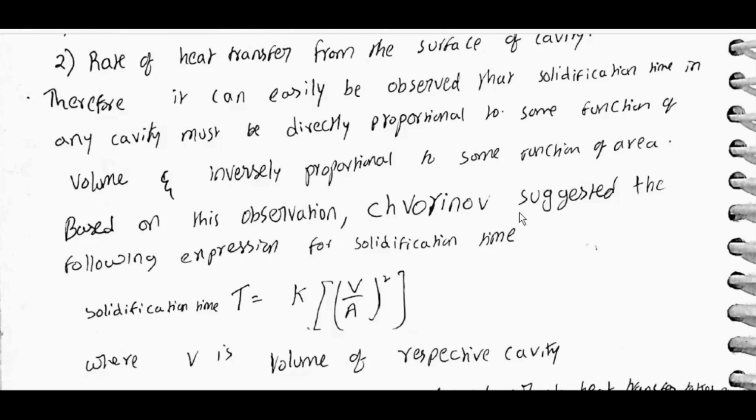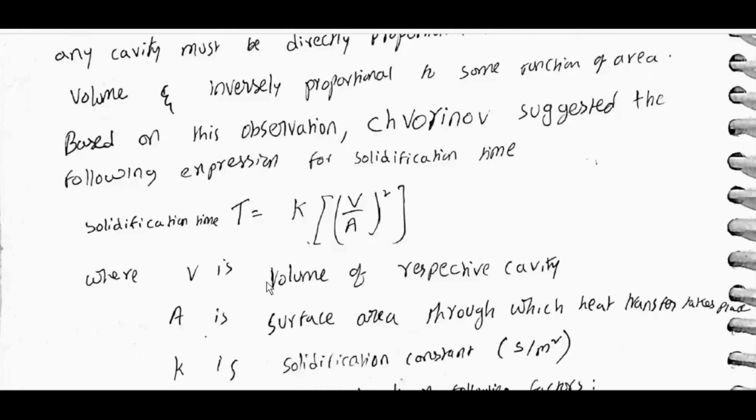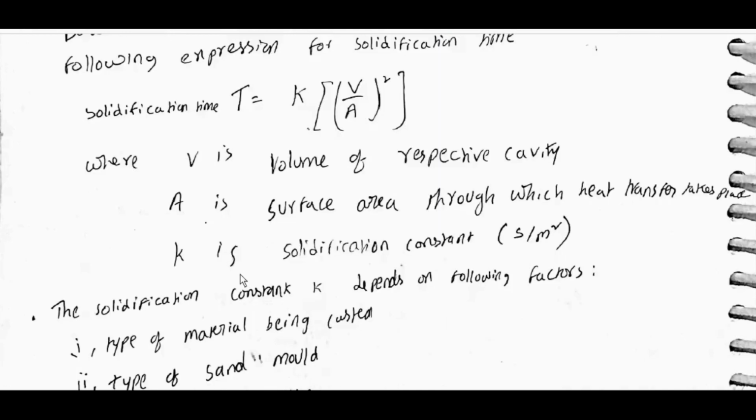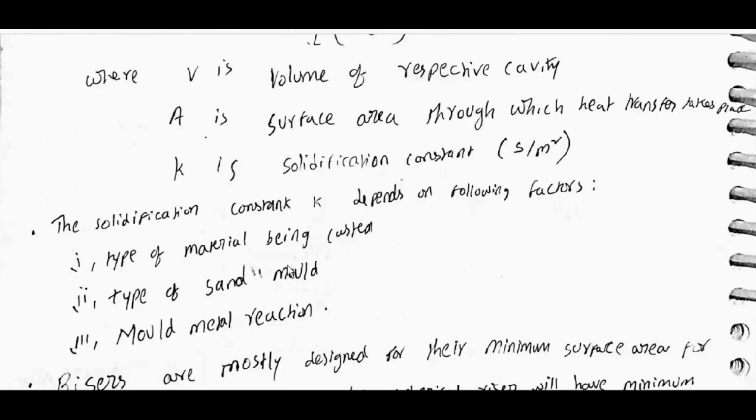Based on observation, Chvorinov suggested the following expression for solidification time. Solidification time T is equal to K into (V by A) whole squared, where V is the volume of the respective cavity, A is the surface area through which heat transfer takes place, and K is the solidification constant, in seconds per meter square.